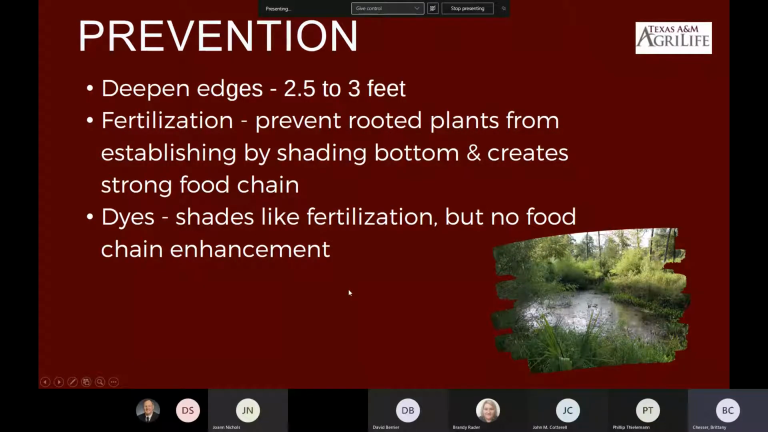So, moving on to prevention, and just covering prevention quickly to give you somewhat of a background. There's a couple of different things that you can do to prevent aquatic vegetation. One of the first things, when you're constructing or maintaining your pond, is you can deepen the edges to about 2.5 to 3 feet. This gives you a nice steep slope going into your pond, and this will help reduce the amount of area that aquatic vegetation is able to encroach out into your pond.